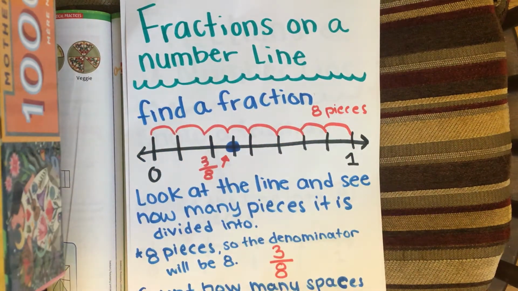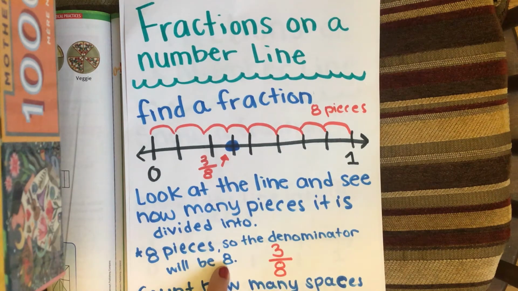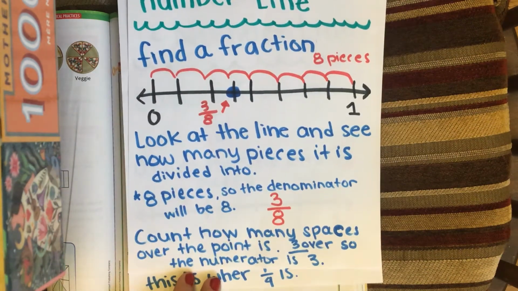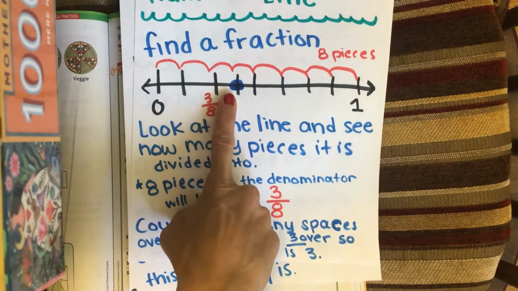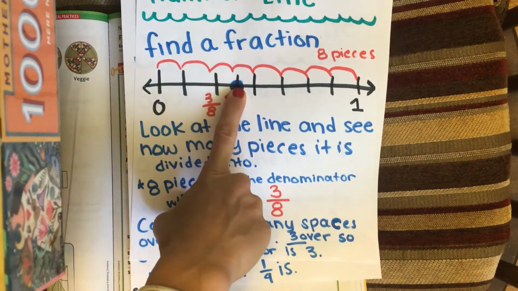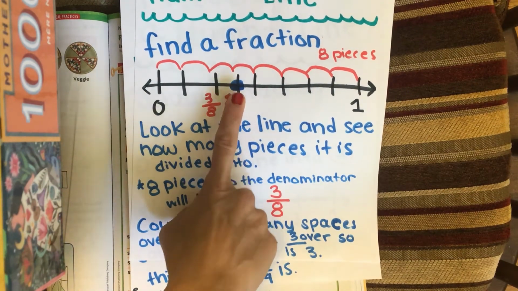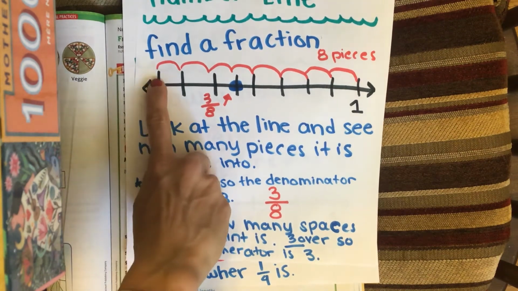So that tells us that the denominator is going to be 8, the bottom number of our fraction, because there's 8 pieces total. Next, you count how many spaces over the point is. So this big blue point that's already on the number line, that's the fraction that they're showing us. To find it, we know now that the denominator is 8. To find the numerator, we're going to count over how many spaces the point is.